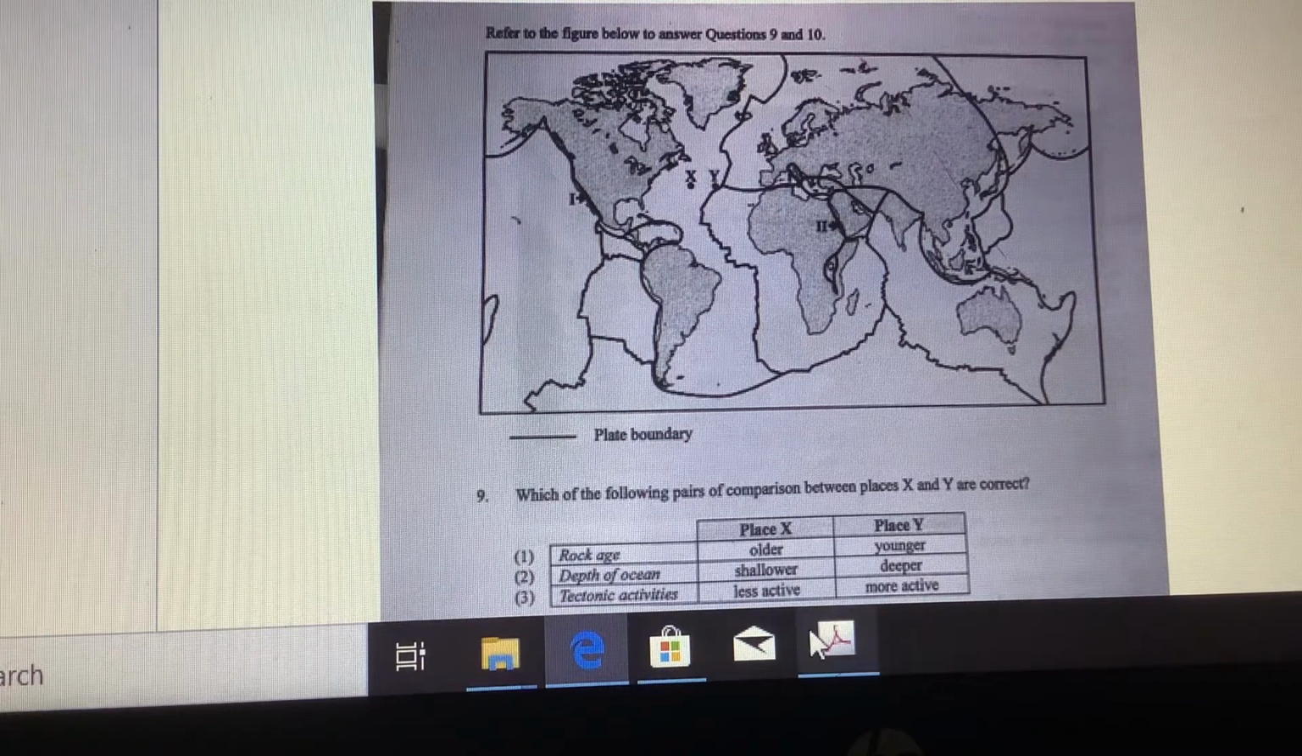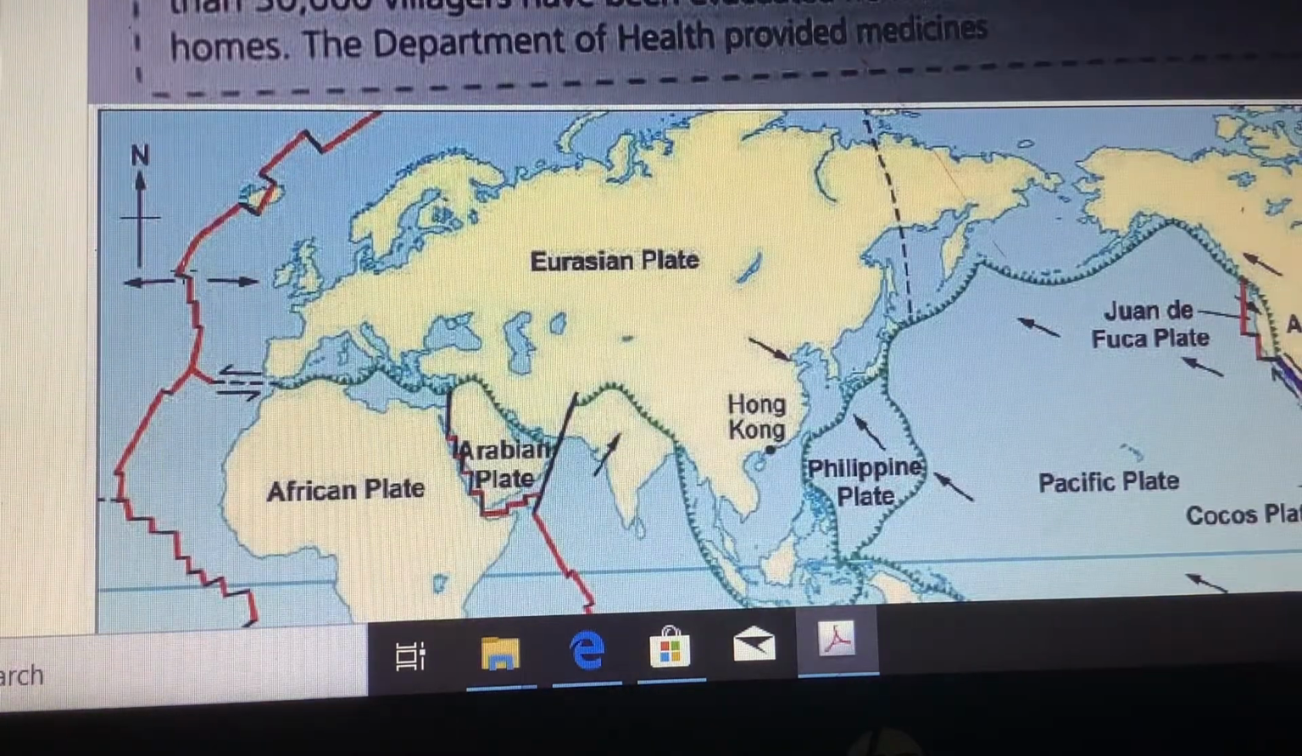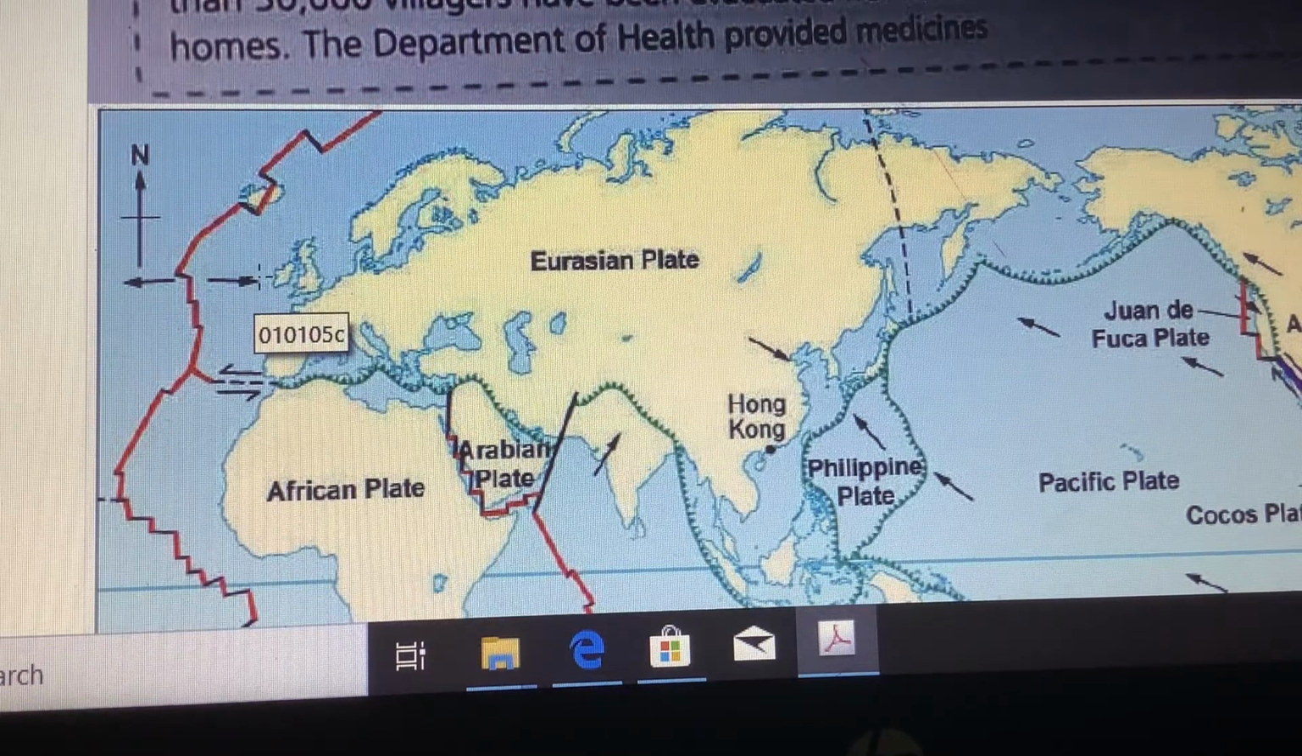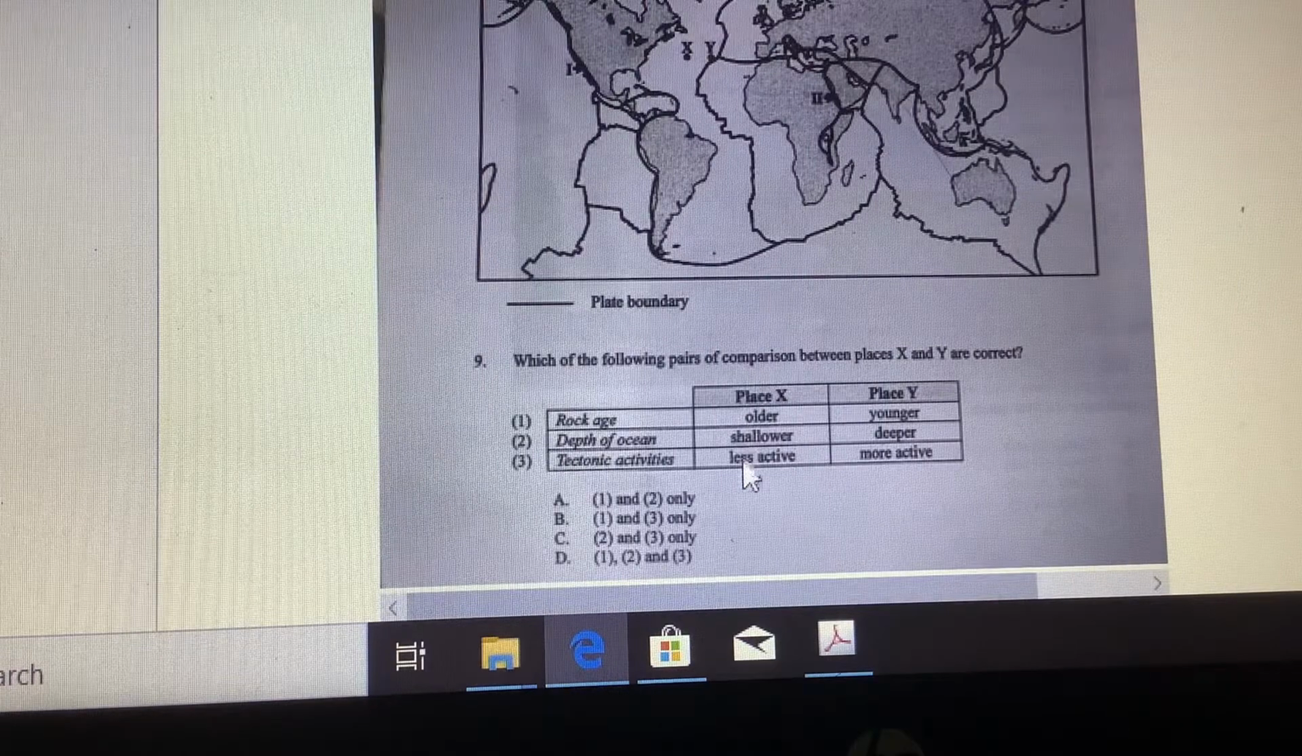So accordingly, for here, X is having an older rock age than Y. Why? It's because this one is constructive, which is talking about the magma cools and solidifies in this plate boundary. So the rock age right here is new, but for the area far away from the plate boundaries, it is older. So place X, older rock age, place Y, younger rock age.